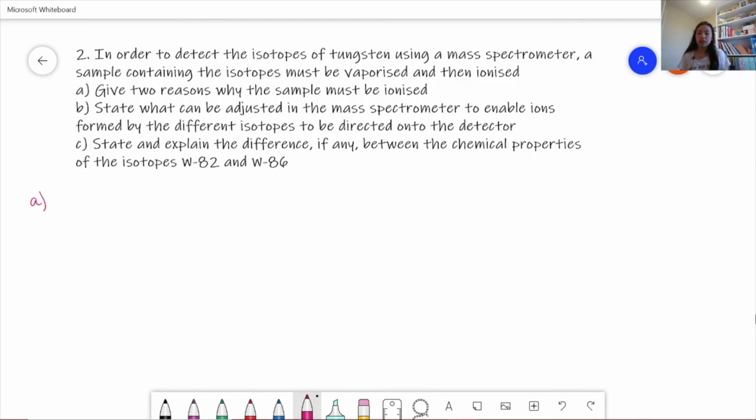So one explanation is that we need to accelerate all of the ions to have the same kinetic energy. So the first reason we have is the acceleration of ions. And the second reason is so that we can deflect or bend the ions so that the ion flow is straight to the detector.